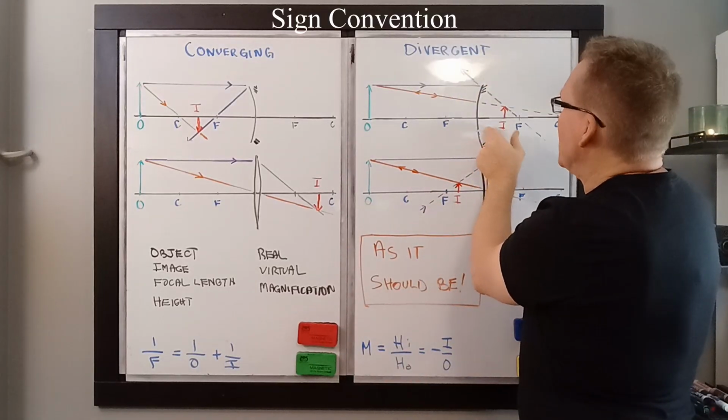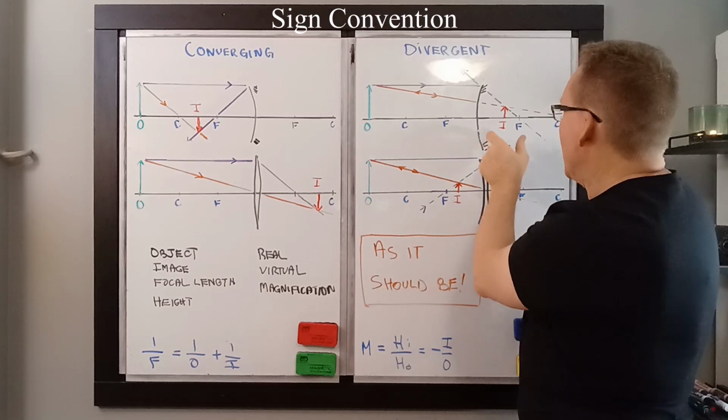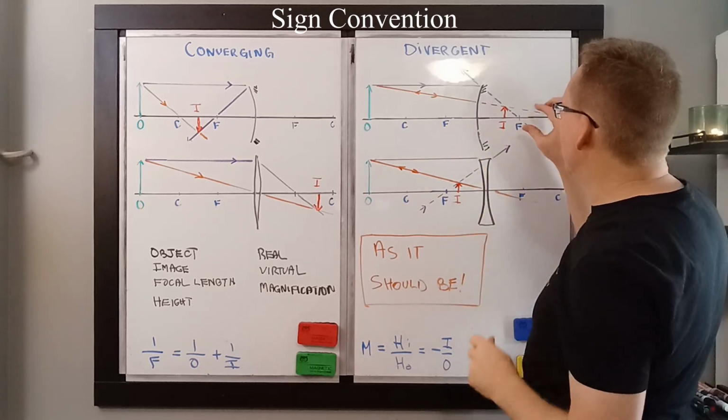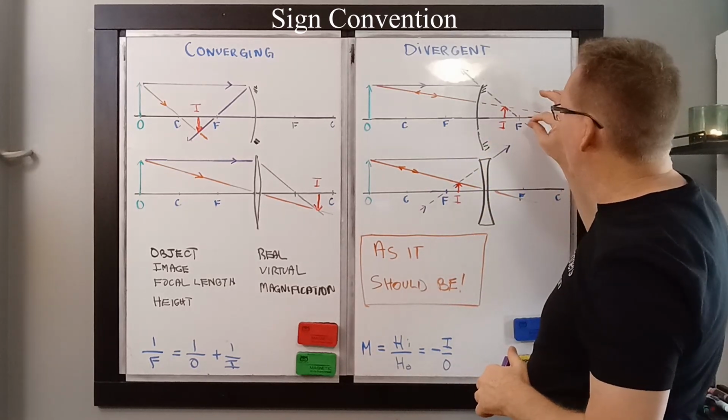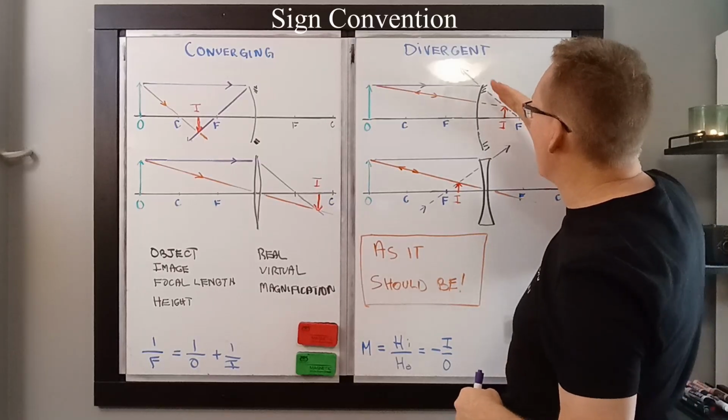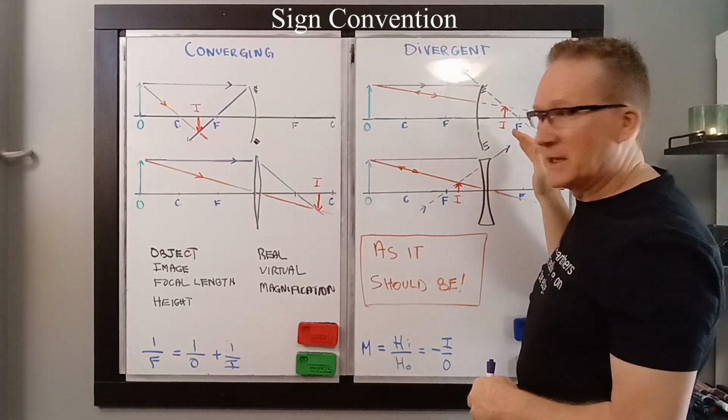Meanwhile, diverging mirrors or lenses have a negative focal length because the light doesn't come there. It's not the focal point for the light. Light instead seems to be going away from the focal point. So that's a negative distance.